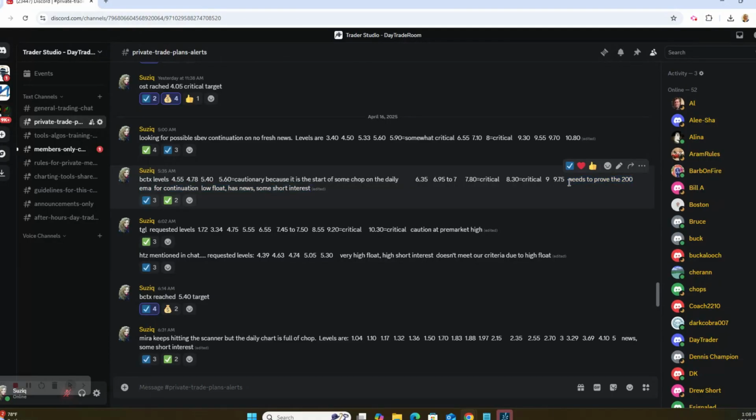Okay, that's key. If you see me post something like that, I know that a lot of you did and you were watching to see what does it mean for it to prove a level. Price needs to come down. It literally needs to touch this EMA to prove it and hold it or bounce up off of it with a higher price. It needs to prove that it's going to hold the 200 EMA as support for continuation. So that's what that means.